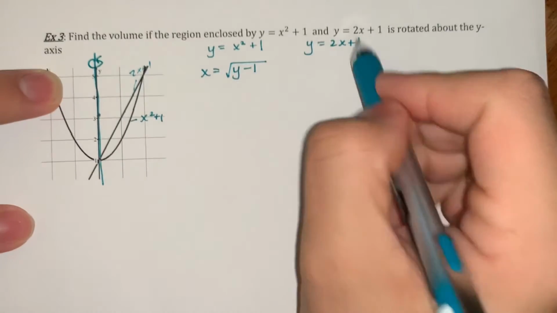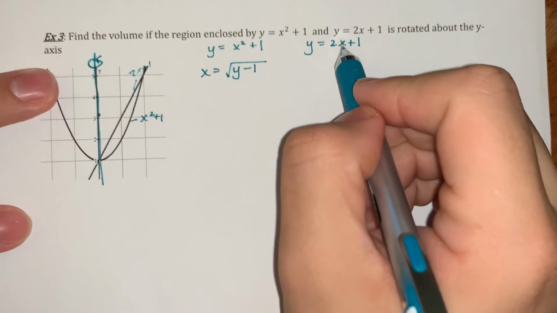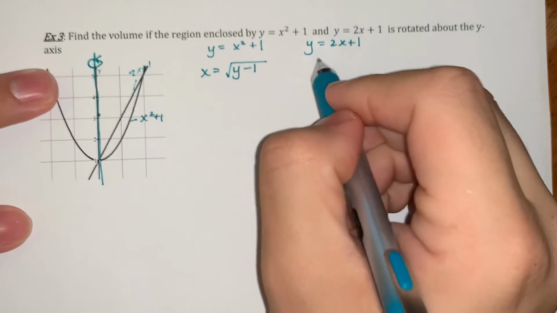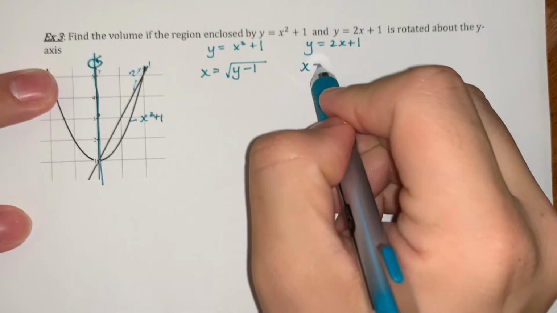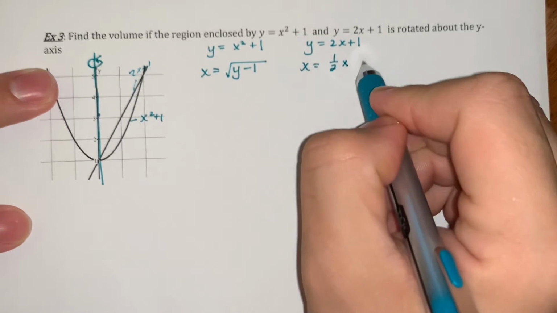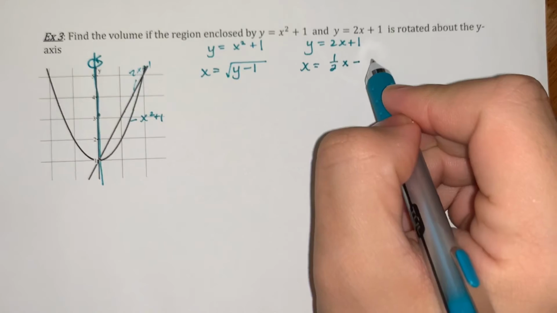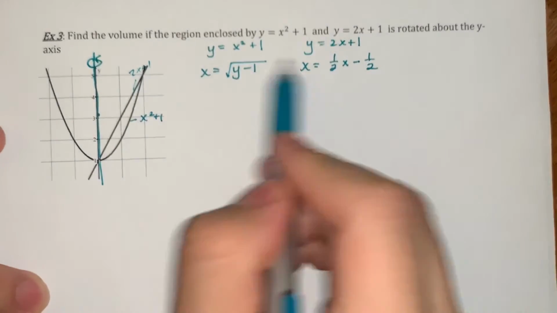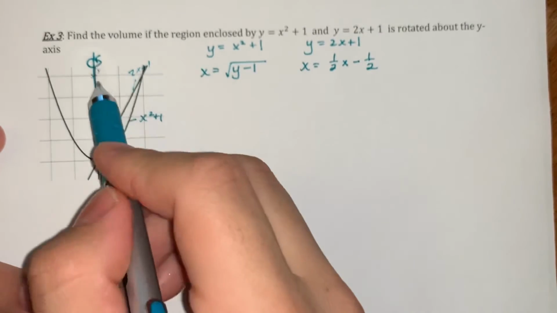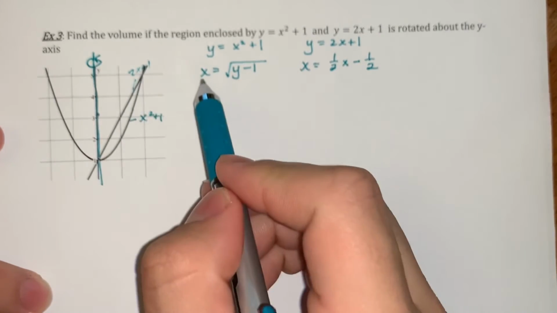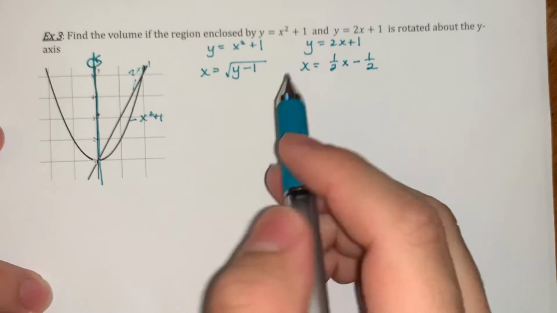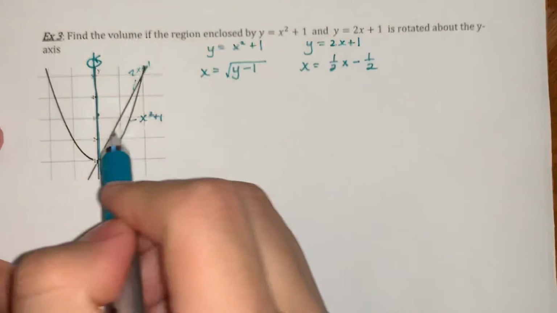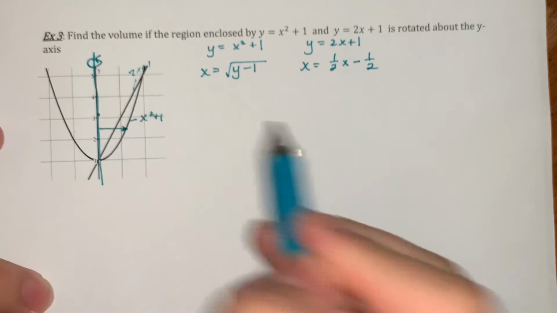But okay. So yeah, we need to get x by itself in terms of y. So I'm going to move the 1 divided by 2. So x is equal to 1/2 y minus, is it minus? Yeah, minus 1/2. There you go. All right, so those are my two functions. And that's the thing: if you're rotating about a vertical line, make sure that your equations are x equals. So now I have to figure out, what is my outer radius?